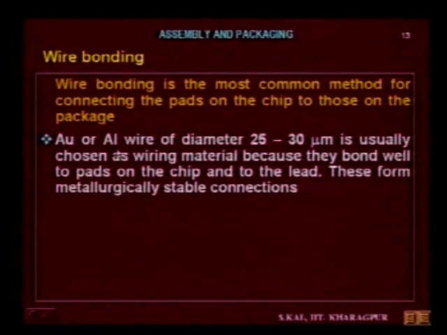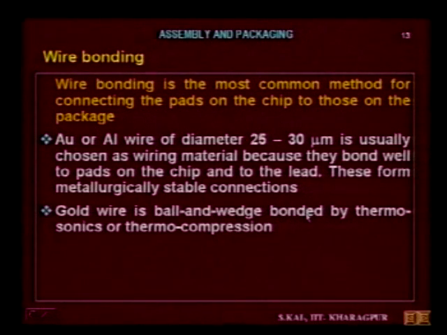We use gold and aluminum wire because they bond well to pads on the chip and to the lid. These form metallurgically stable connections. That's why we use either gold or aluminum, because they form metallurgically stable connections. Gold wire is ball and wedge bonded by thermosonics or thermocompression. Thermosonics means we use thermal energy as well as pressure energy, which is known as thermocompression bonding.